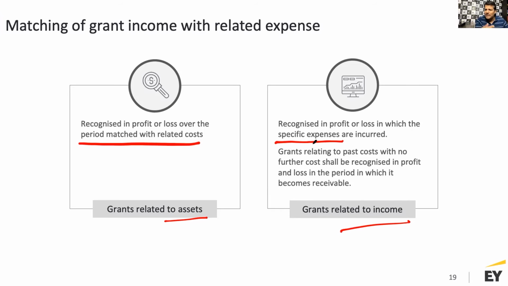like the training expense example. If it has been given to incentivize you to provide training to your employees, you do it over the 4-year period over which you are going to provide the training to your employees. So again, as I said, be very mindful of the purpose for which the grant has been given. A grant relating to past cost with no further cost shall be recognized in P&L immediately, because there is no further obligation, no condition, and no future cost to be incurred which is associated with the grant which you have already received, right?